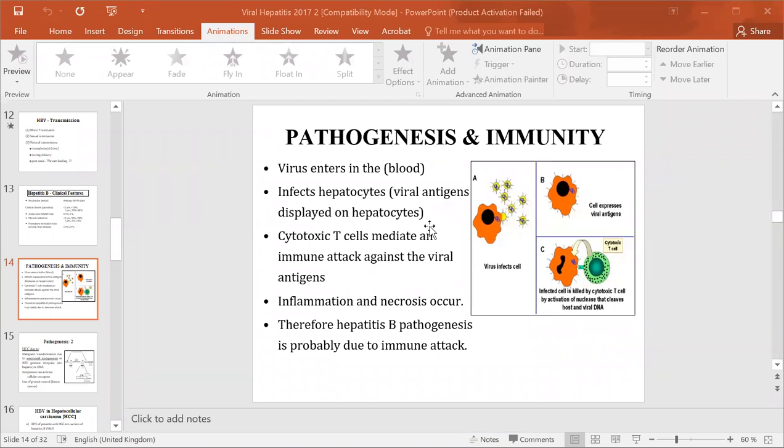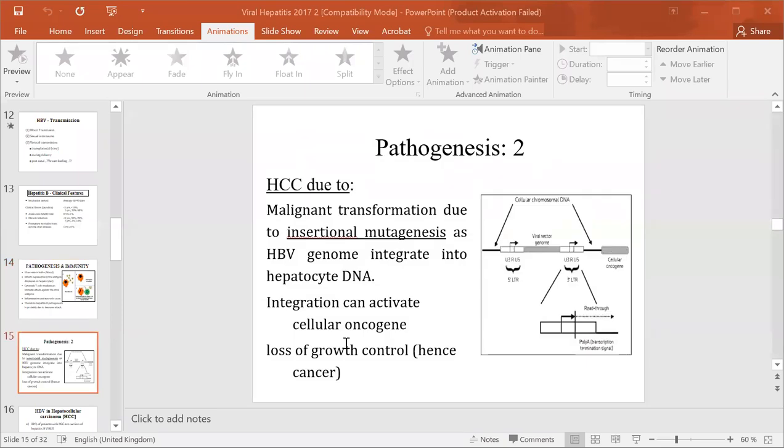That is number one. Number two, hepatitis B virus causes two diseases. It causes acute hepatitis, but it also causes hepatocellular carcinoma. This HCC is called hepatocellular carcinoma. This is cancer of the liver.